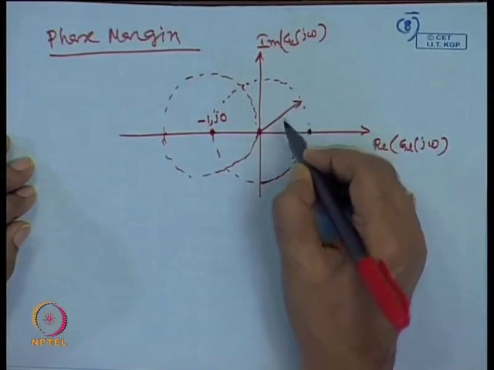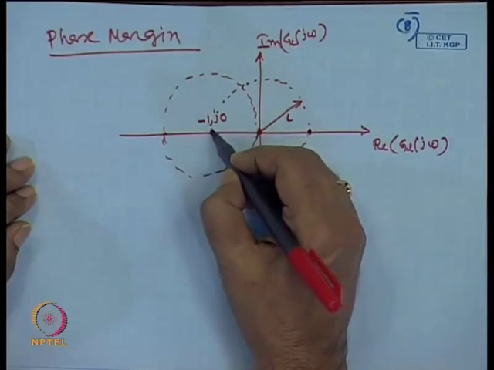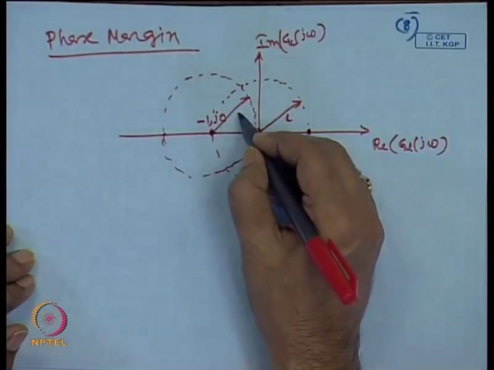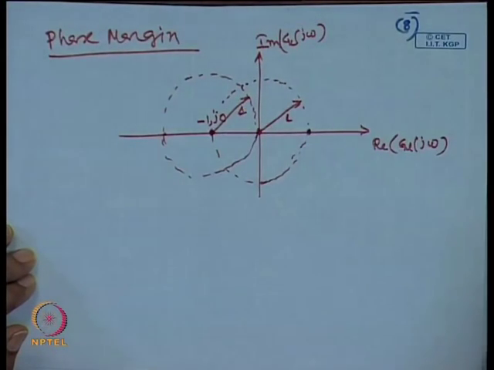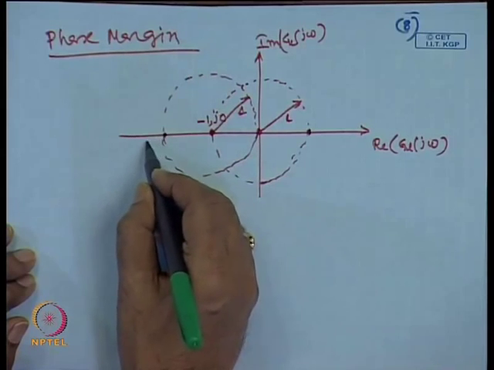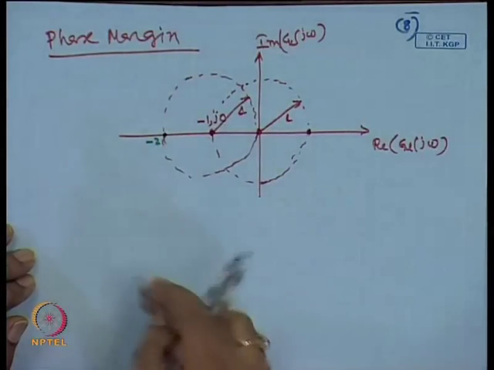This is also 1, and this is also 1, let us call, agree? 1. Now, this is minus 2, this one is minus 2.